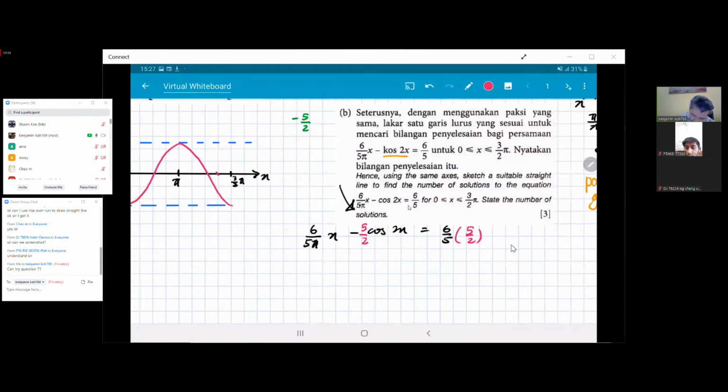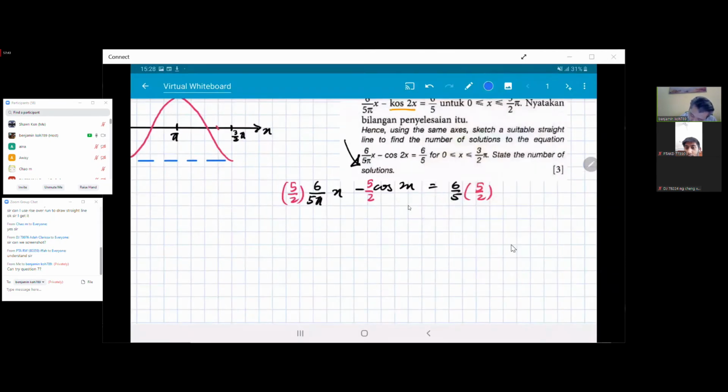Setiap satu multiply dengan 5/2. So if I multiply everything by 5/2, this allows me to do this. Cut become 3. This one cut, and this one become 3. So in other words now, my equation di sini menjadi 3/pi x minus 5/2 cos 2x equal to 3.